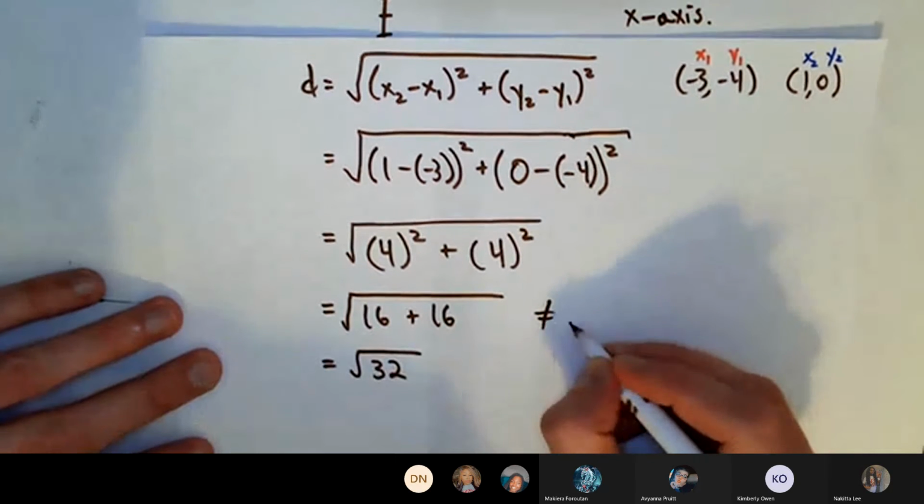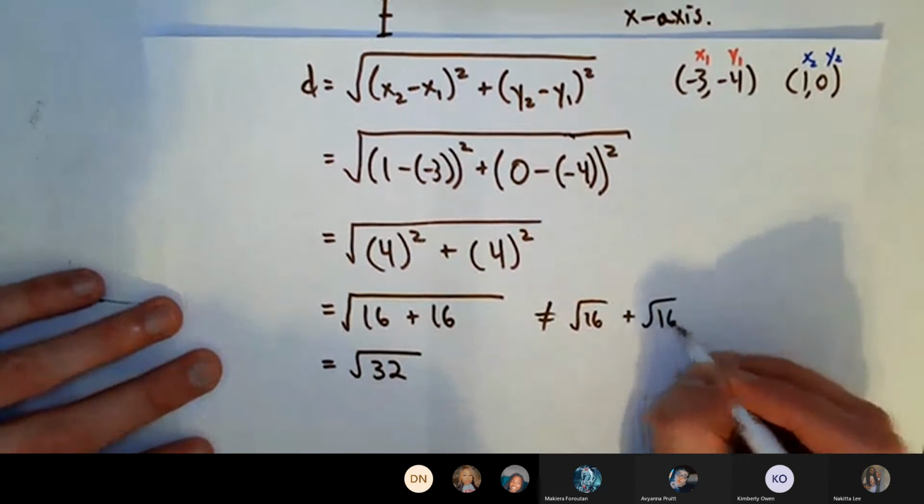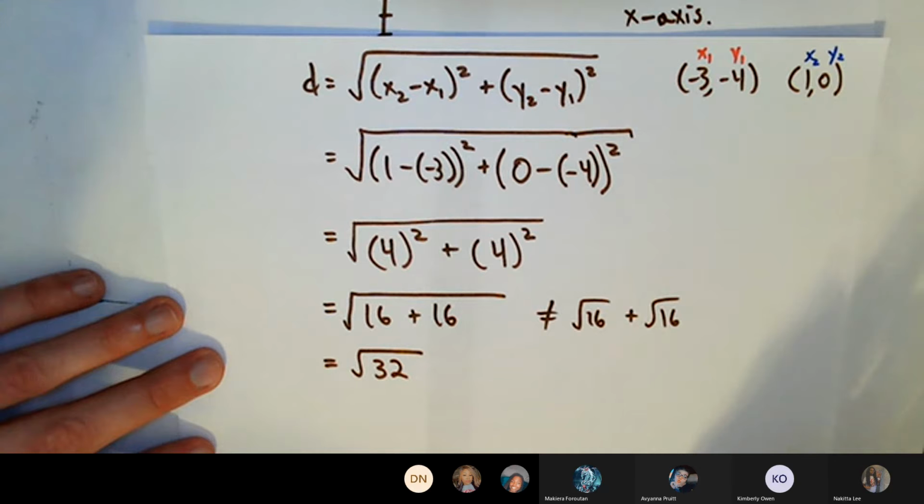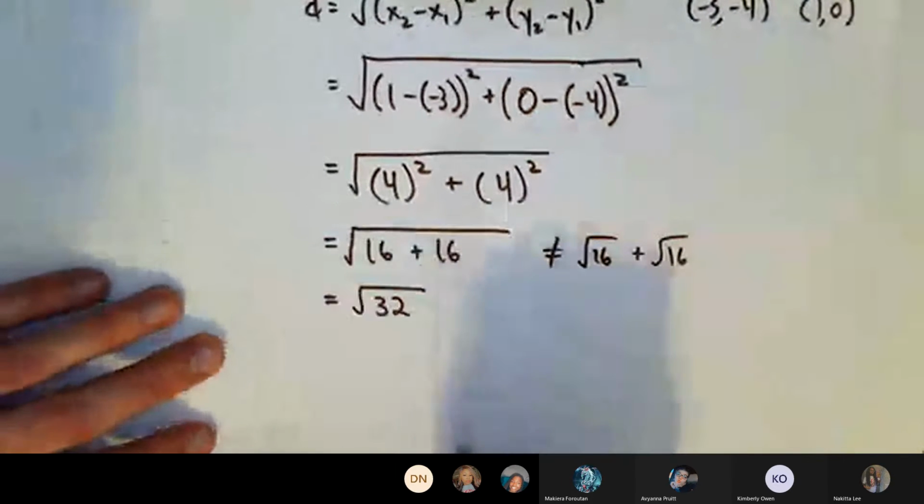So I cannot do that. As much as it would be nice if we could, radicals do not allow for splitting around the operations of addition or subtraction. So I have to add them.